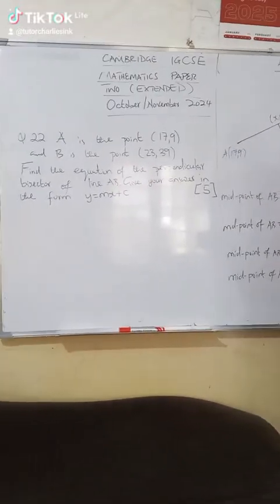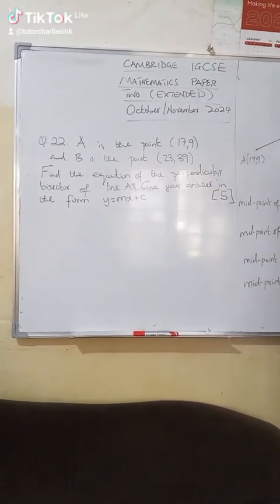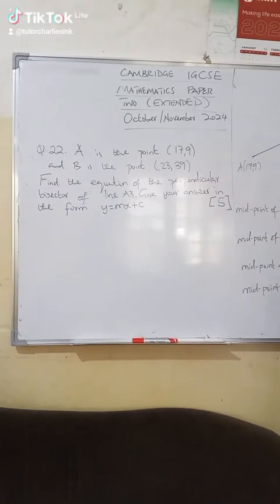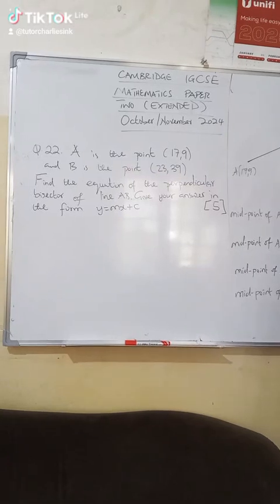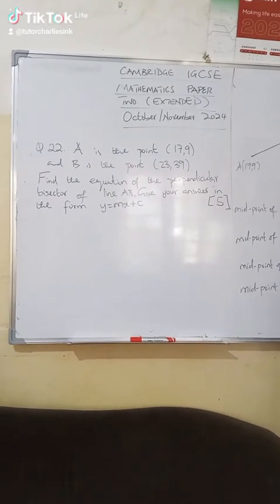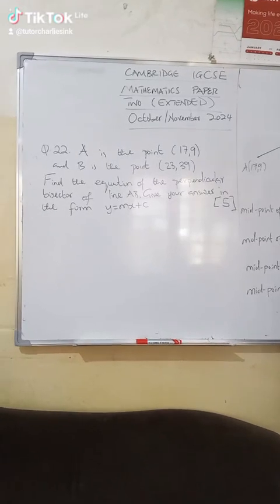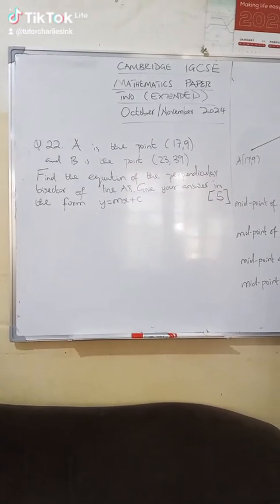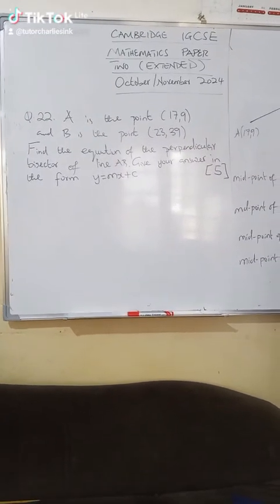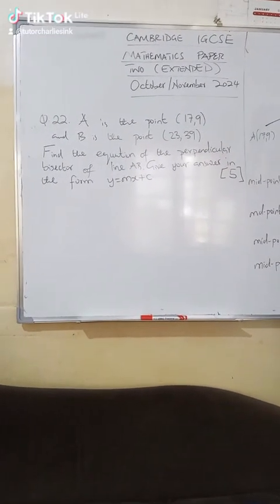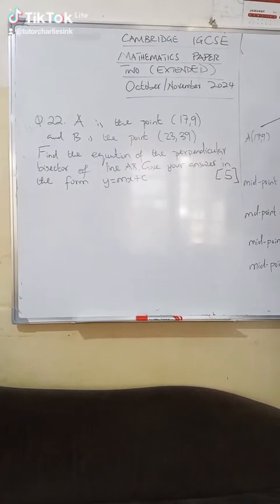Cambridge Mathematics Paper 2 Extended Exam, October and November edition 2024. The question reads: A is the point (17, 9) and B is the point (23, 39). Find the equation of the perpendicular bisector of line AB. Give your answer in the form y = mx + c.